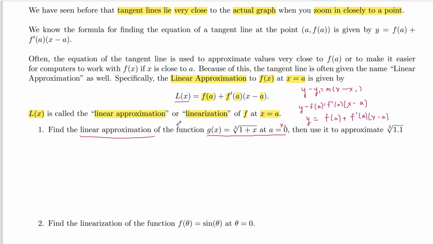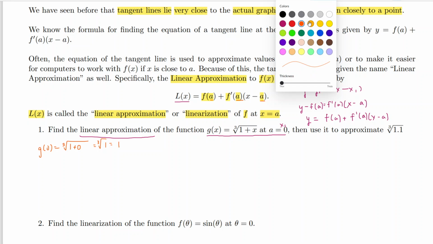But the main thing that you're going to do here is that we need a, which we have. You have to be given a in your formula. And we could very easily figure out f of a, or in this case, g of a, because we would just plug in 0. So let's go ahead and do that. G of 0, which is like our f of a here, we just plug in 0 to our function. We got the cube root of 1 plus 0, and that's the cube root of 1, and any root of 1 is always 1. So g of a, which we're going to use here, is 1.